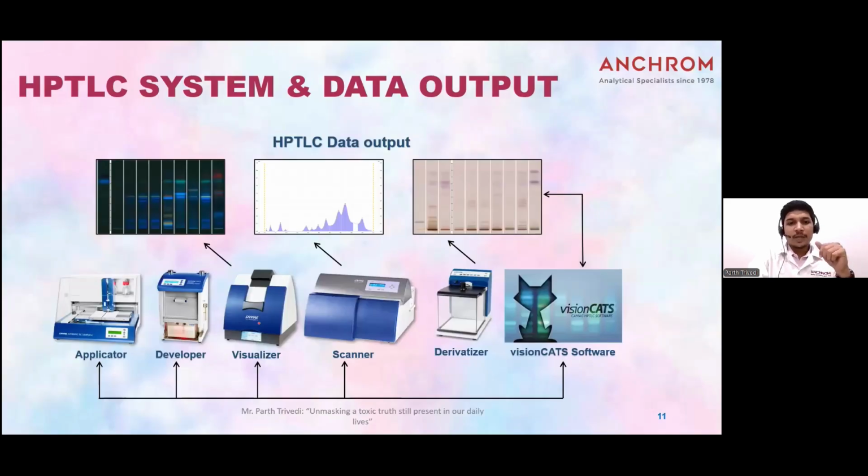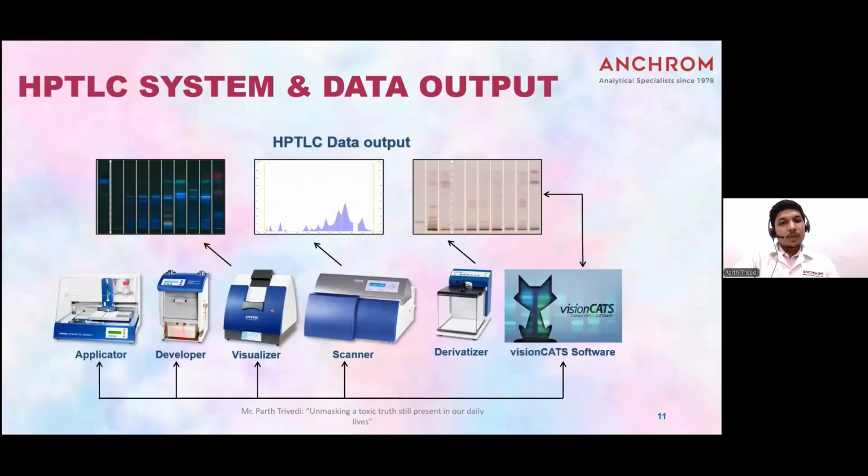In the visualizer, we can go with three types of lights: the white light, then the 254 nanometer light, and then the 366 nanometer fluorescence. As you can see, the above image shows the 366 nanometer fluorescence light. And after conducting the visual images, you can go with the standard, or you can go for quantification or qualification, both quantification and quality.